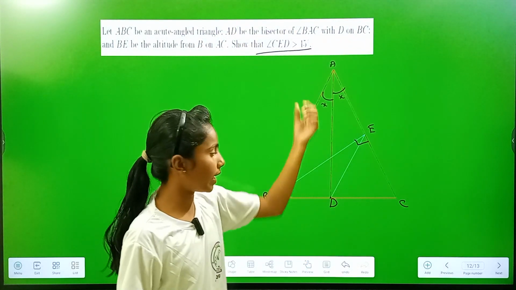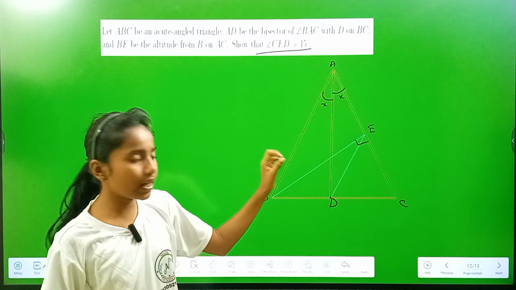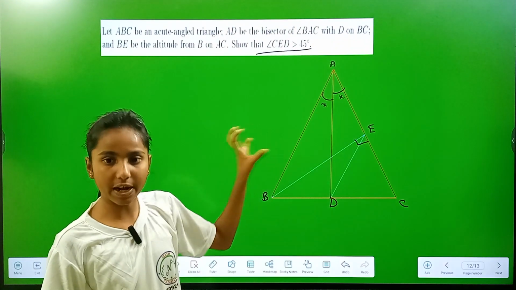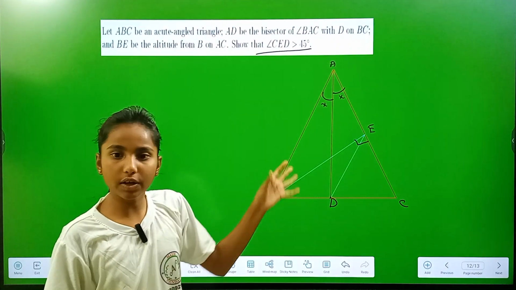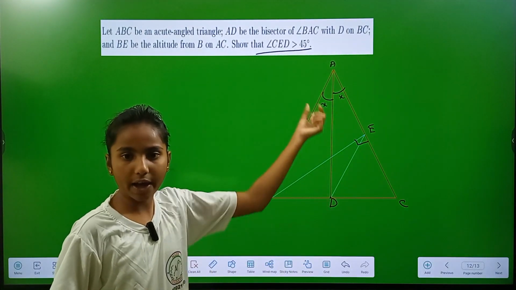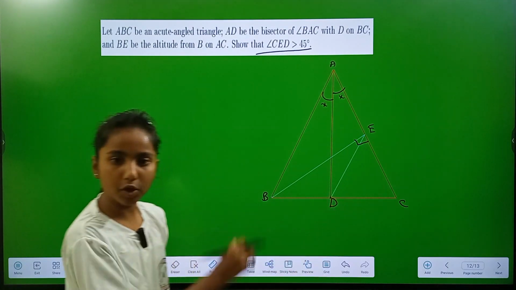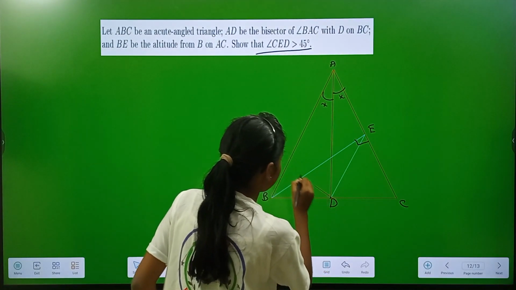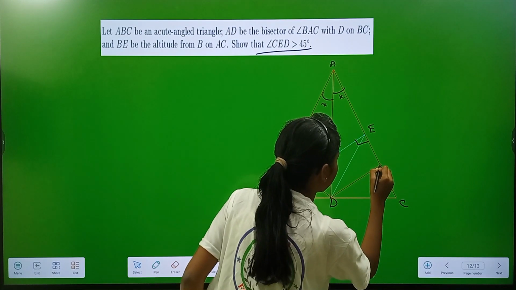So we have that AD is the angle bisector of BAC. And we know that for any point on this angle bisector, the perpendicular distances from that point to the sides of the angle are always equal. D is a point on the angle bisector AD, so we can draw the perpendicular lines from D and those both will be equal. So let's draw the perpendicular lines. This is one of them and this is also one of them.